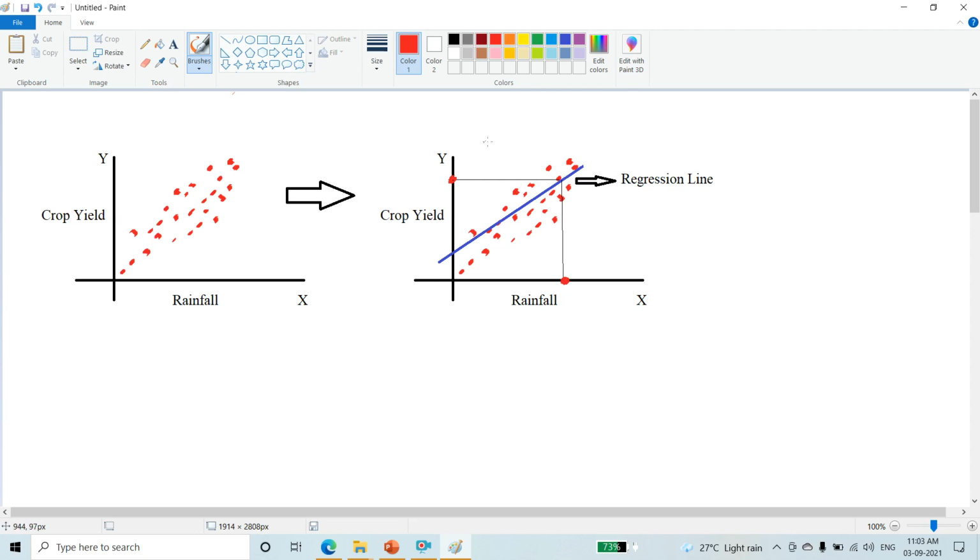Here the red point on the y-axis is our crop yield. We can expect the amount of rainfall represented by this red point on the x-axis. So I will mark this point. I will change the color of both.